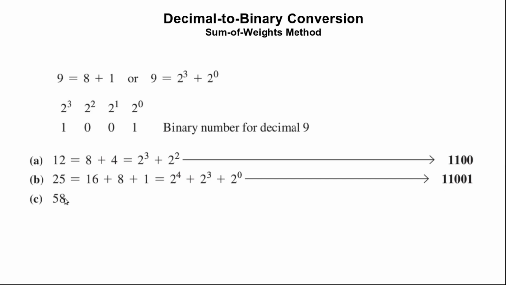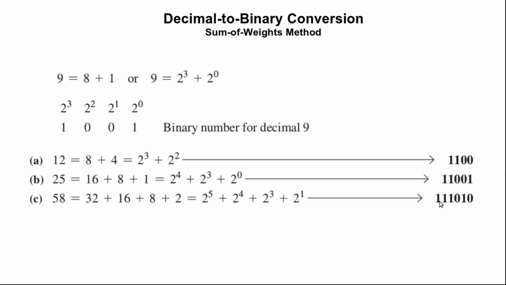Next, 58. 58 I can write as 32 plus 16 plus 8 plus 2. So it will be 2 to the power 5 plus 2 to the power 4 plus 2 to the power 3 plus 2 to the power 1. Hence the number will be 111010.